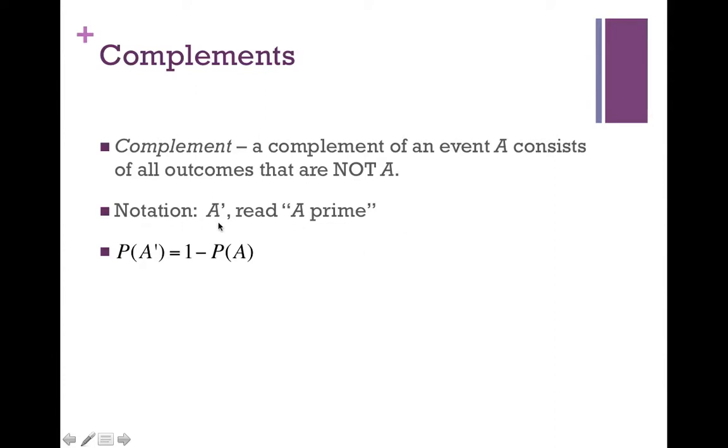We note complements by using an apostrophe. So A apostrophe is read A prime, and it means the complement of event A. And we can find the probability of that by taking 1 minus the probability of A. So if I want the probability of not A, or the complement of A, then I can take 1 minus the probability of A to find it. Let me show you an example.